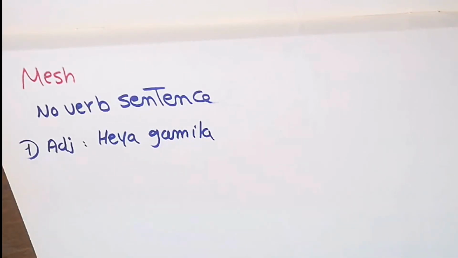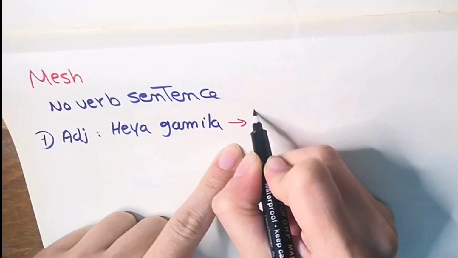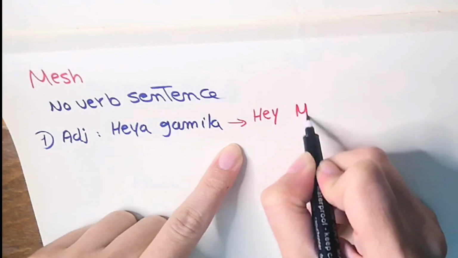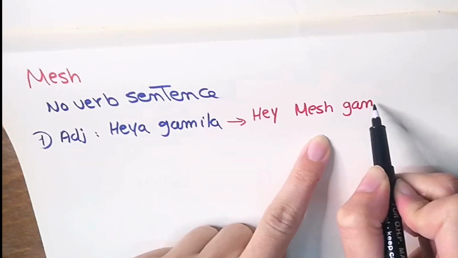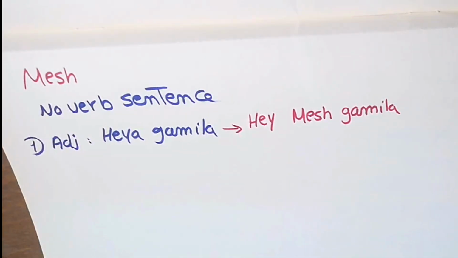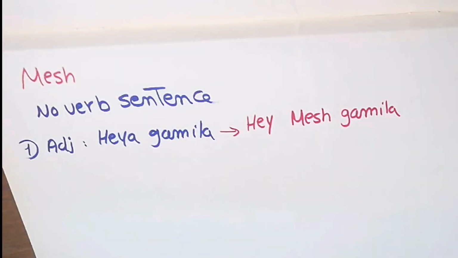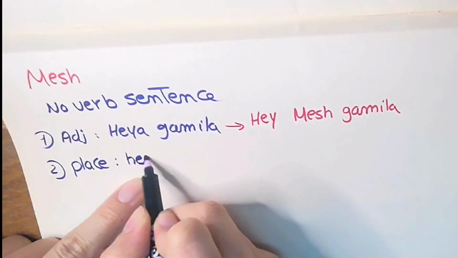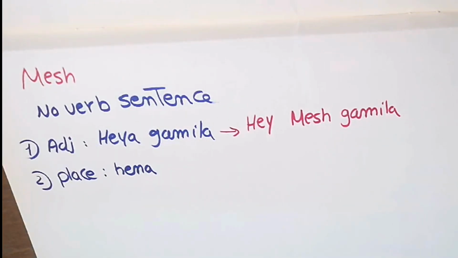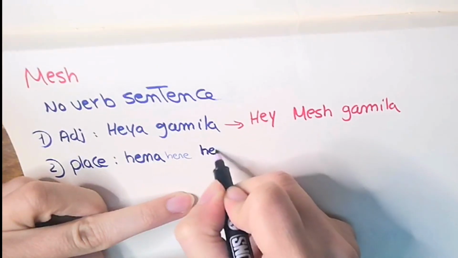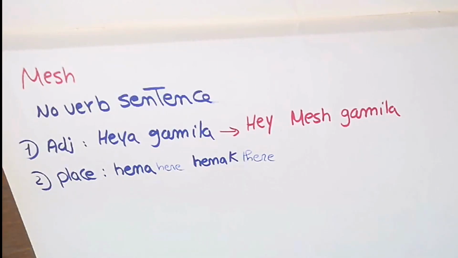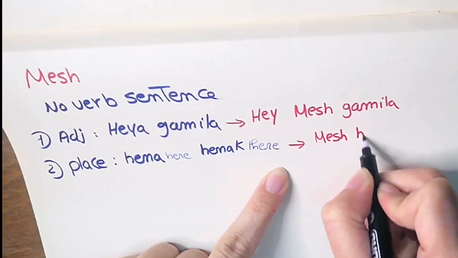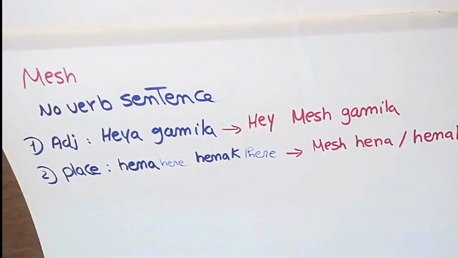You cannot use the other form. So this becomes هي مش جميلة. Another no verb sentence that we would use this form in would be a sentence denoting a place, like هنا, هناك. هنا, which means here, هناك, there. To negate this fact, you would need mish. So mish هنا, or mish هناك.